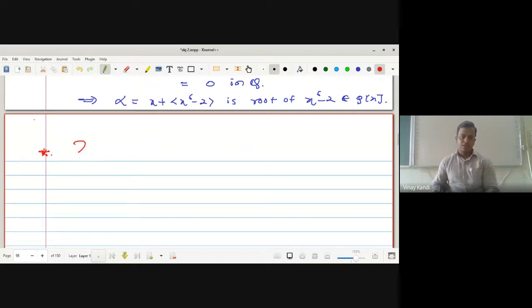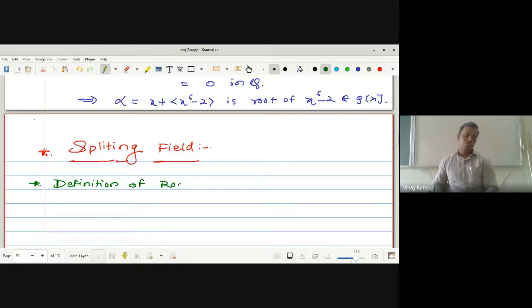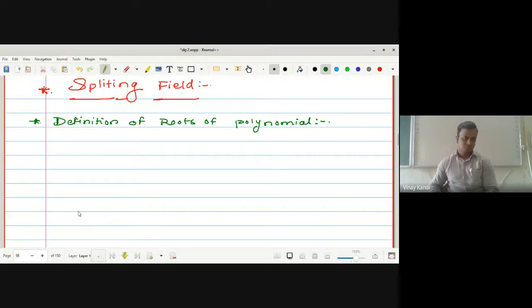Okay, the next point is splitting field. Okay, before going to the definition of splitting field, first we define what is the root of polynomials. Okay, now the definition of roots of polynomial. Okay, what is the root of polynomial? Tell me, what is the roots of polynomial?